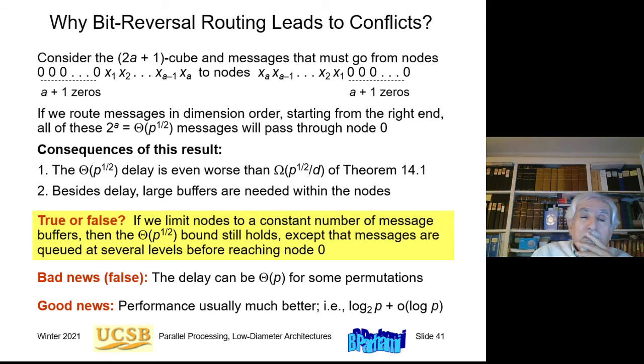Consider a 2a plus 1 dimensional hypercube, basically an odd dimensional hypercube, and consider messages that want to go from nodes with this type of address. Basically, there are a plus 1 zeros, then a arbitrary bits. So there are 2 to the a such nodes, because depending on whether you assign a value of 0 or 1 to each of these variables, you get 2 to the a nodes. Okay? These go to nodes whose addresses are basically the bit reversal of the sending addresses. So the message going from this particular address goes to this address, which is the bit reversal of the sending address. So imagine 2 to the a different messages with these source addresses and these destination addresses.